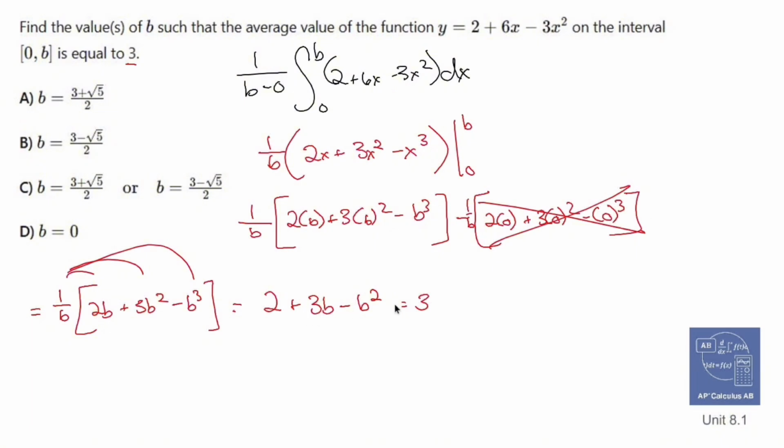So let's do this. Let's move everything to the right side and reorganize. So we get 0 is equal to b squared minus 3b plus, if I subtract 2 from 3, I get 1. Normally I'd factor that out. I can't.